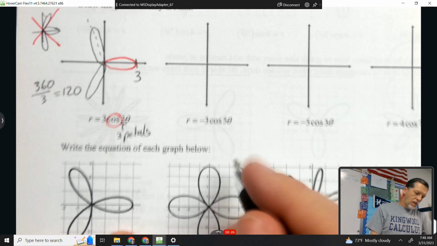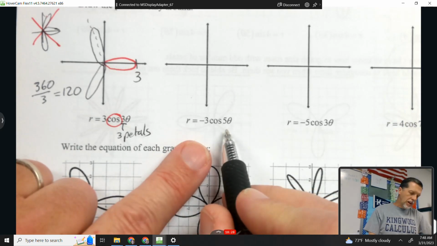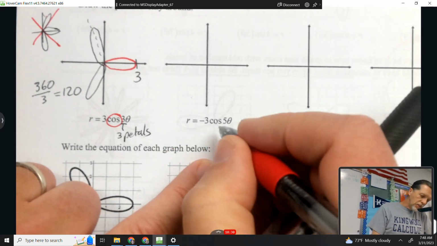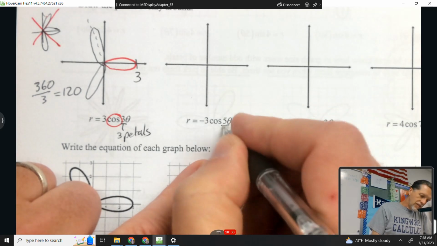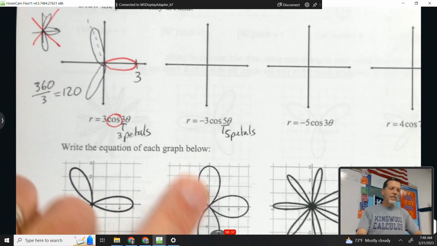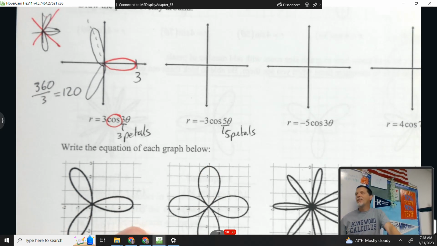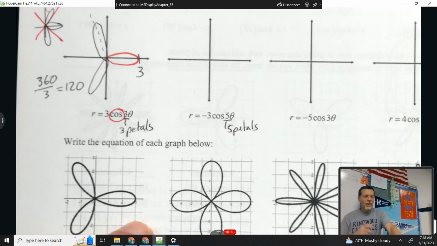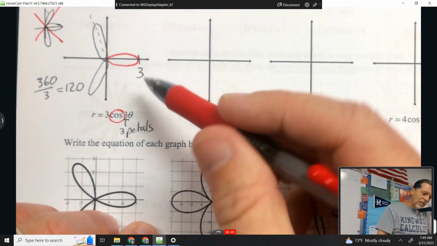All right, next one, -3 cosine 5 theta. How many petals? 5 petals. What do you think the negative does? What's the negative always do? Flip it. So our first petal then is not on the positive x-axis, it's on the negative x-axis.